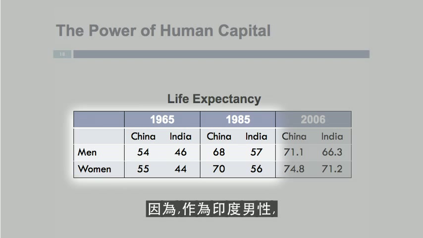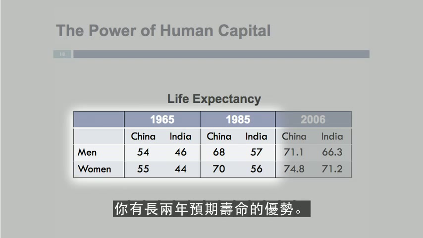Because as an Indian man, you have about 2 years of life expectancy advantage vis-à-vis Indian women. This is an extremely strange fact. It is very rare among countries to have this kind of pattern. It shows the systematic discrimination and biases in Indian society against women.